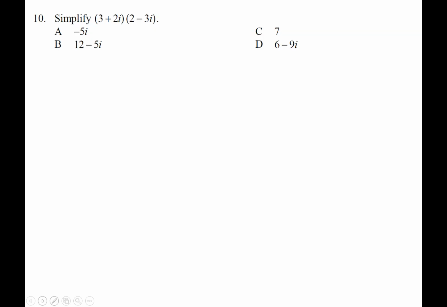All right, we need to simplify, which means we need to FOIL. Okay. So 3 times 2 is 6. And then you've got 3 times negative 3i is negative 9i. 2i times 2 is positive 4i. And then 2i times negative 3 is negative 6i squared. Remember, i squared is equal to negative 1, so that means this is better known as positive 6.